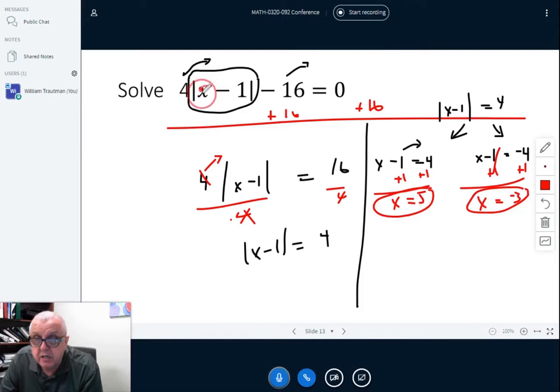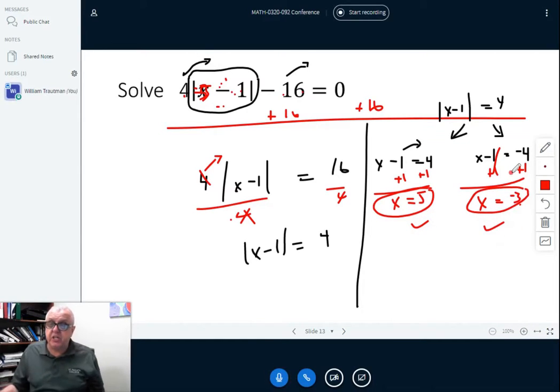Put a 5 in there. 5 minus 1 is 4. 4 times 4 is 16. 16 minus 16 does equal 0. Put a negative 3 in there. Negative 3 minus 1 is a negative 4. The absolute value of negative 4 is 4. 4 times 4 is 16. 16 minus 16 equals 0. So both of these answers check out.